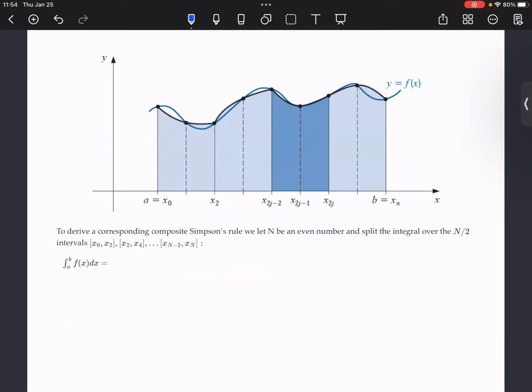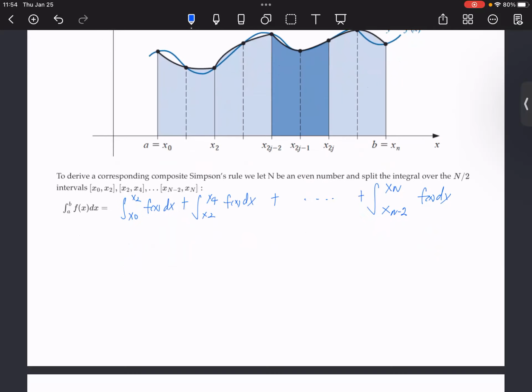So I'm going to split the integral into several sub-integrals here. Then it's the first subintegral from x0 to x2, and then x2 to x4 of f(x) dx, and then all the way to the last one, because we require n to be even. So the last subintegral should be from x_{n-2} to x_n of f(x) dx.